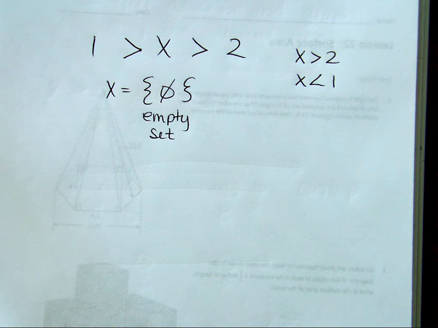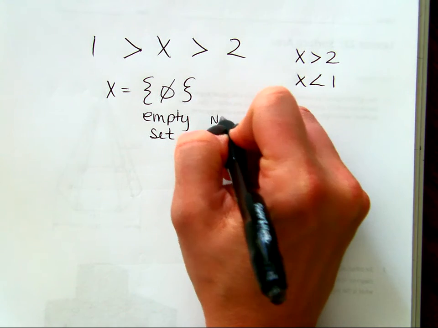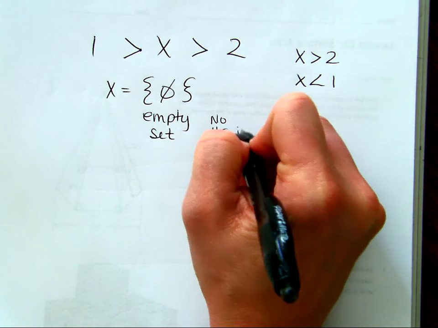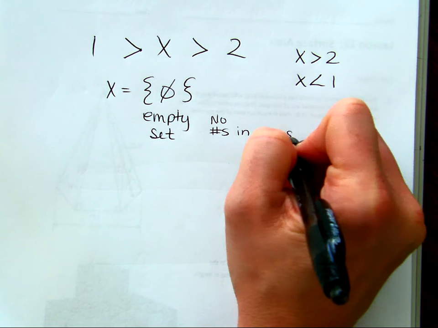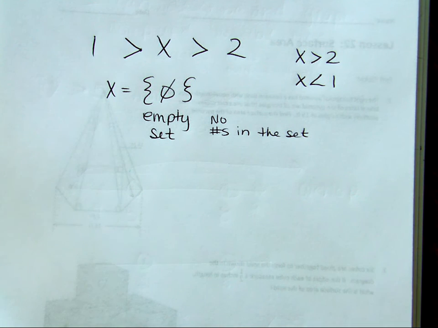Sometimes people think that empty set is silly to do, because I'm asking you, what is the set of numbers that satisfies that inequality? And you say that set is empty. Well, it makes sense, right? It means there's no numbers that satisfy that. So there are no numbers in the set. It's empty. It doesn't contain any numbers because there are no numbers like that that exist, right?